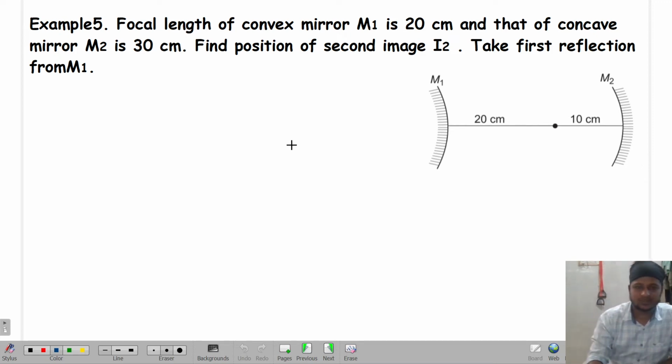Chalo aage badhte hain, is question ko solve karte hain. Focal length of convex mirror M1 is 20 centimeter and that of concave mirror M2 is 30 centimeter. Find the position of image I2. Take the first reflection from M1. Wow, what a question.